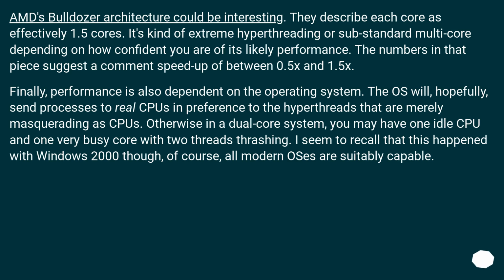Finally, performance is also dependent on the operating system. The OS will, hopefully, send processes to real CPUs in preference to the hyperthreads that are merely masquerading as CPUs. Otherwise, in a dual-core system, you may have one idle CPU and one very busy core with 2 threads thrashing. I seem to recall that this happened with Windows 2000, though, of course, all modern OSs are suitably capable.